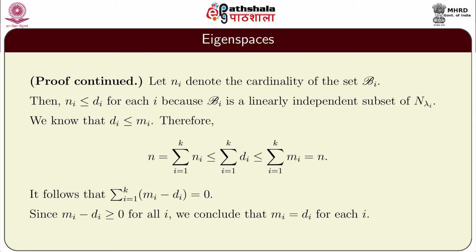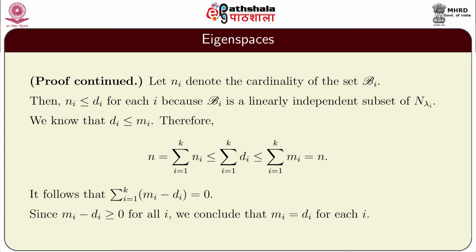We already know that Di is less than or equal to Mi. Why? Because the geometric multiplicity is less than or equal to the algebraic multiplicity. Therefore, we get these inequalities, that is n, which is equal to the summation of Ni over i, which is less than or equal to the summation over i of Di, which is less than or equal to the summation over i of Mi, but the summation of Mi's is again n. And therefore, it follows that the summation over i of Mi minus Di is 0.